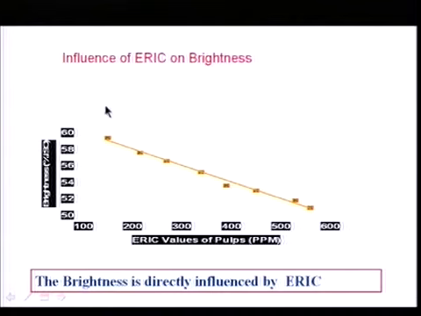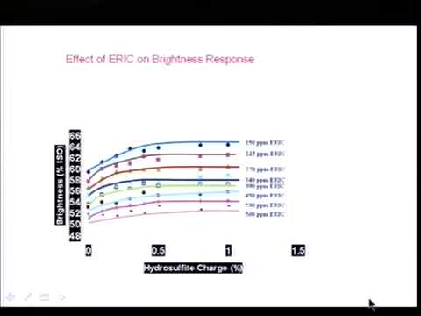Okay. Why is ERIC important in bleaching? Let us take a look at here. On the x-axis, you have various dosage of hydrosulfide. On the y-axis, we have brightness for various ERIC numbers pulp, 560 all the way to 150. This is the news mag furnish.